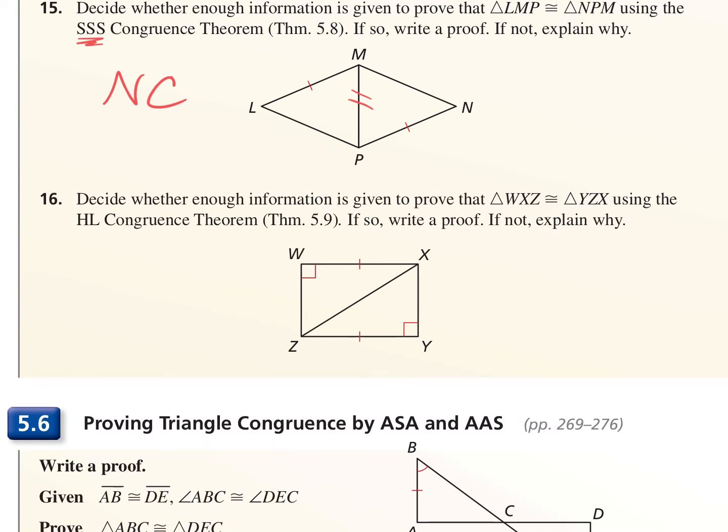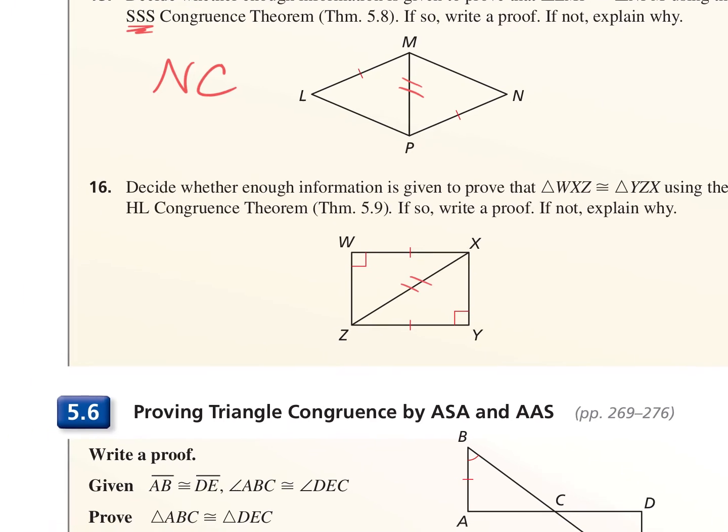So remember, to use hypotenuse leg, we need to first establish, do we have a right angle? And if we do, then we have to put in our proof that we're dealing with right triangles. Then from there, we need to look for a congruence on a leg and a congruence on the hypotenuse. So the leg is marked. I've got the right angle. I just have to come up with the hypotenuse. And that would have been my reflexive side. So this does have enough information. And now I'm going to write a proof.